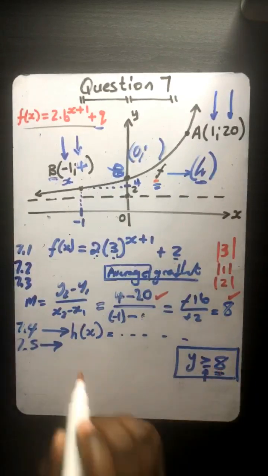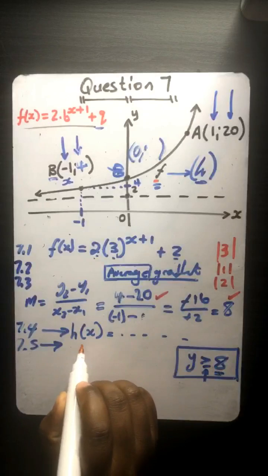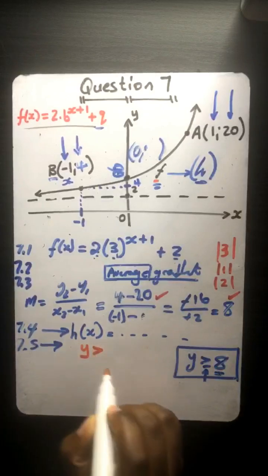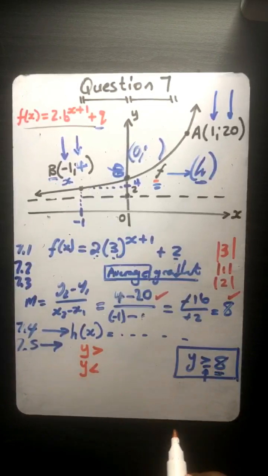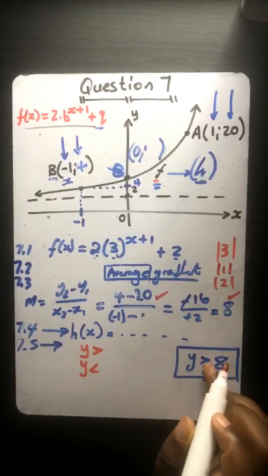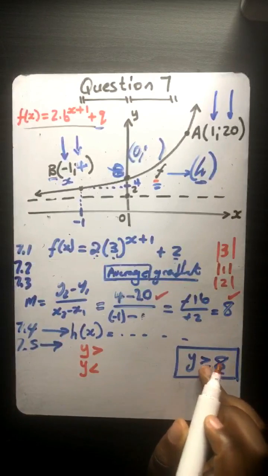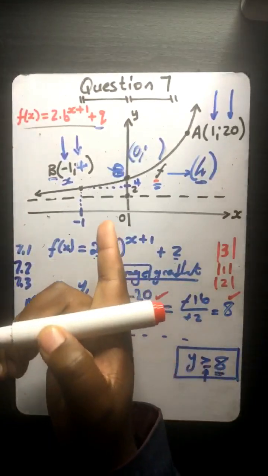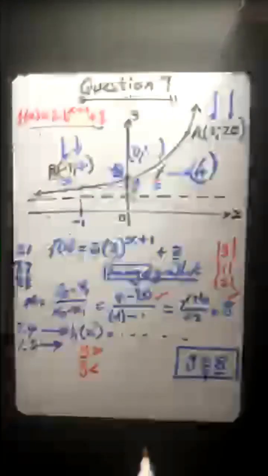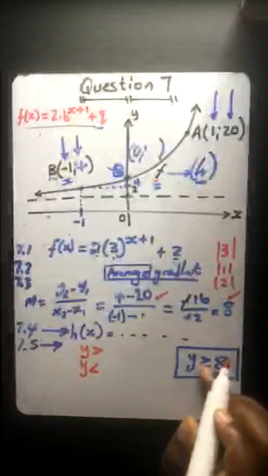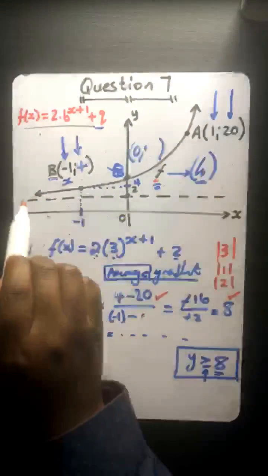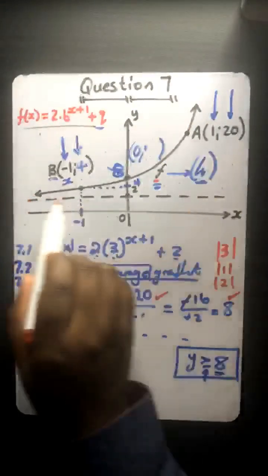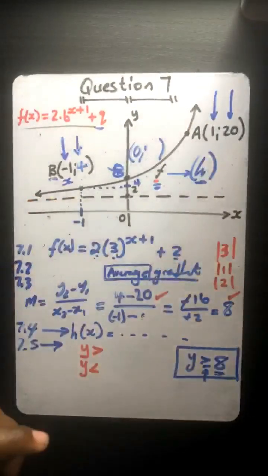honorable members, when you write the range, you either say y is greater than or you say y is less than. Only those. Never use the equal to under this one. The reason is that the moment you say equals to, it's more like at some point this will actually touch or be equal to that equation of the asymptote.